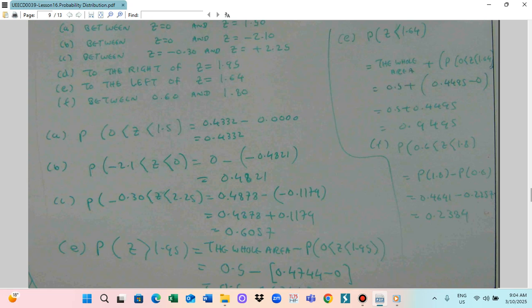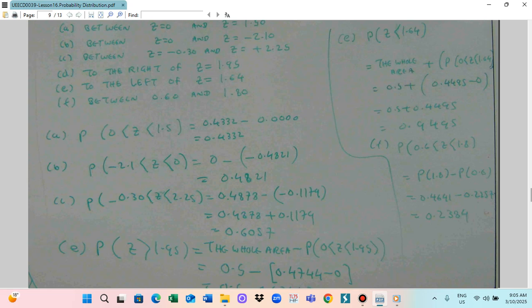And the probability between 0 and 1.64, you read 1.64, so that will be 0.4495. So 0.4495. 0 is 0. So this is 0.5 plus 0.4495. So that will be 0.9495. So this is the equation: greater means the whole area minus, less means the whole area plus.